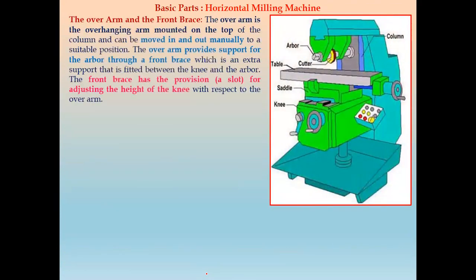Now we have the overarm and the front brace. The next part is the overarm and front brace. The overarm is an overhanging arm which is mounted on the top of the column, and it can be moved in and out manually to a suitable position. So we can move this overarm. The overarm again provides support to the arbor by using the front brace. So this part is called a front brace, by which it gives support to the arbor.